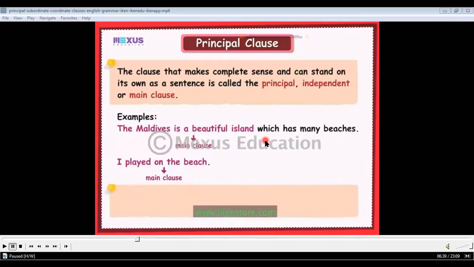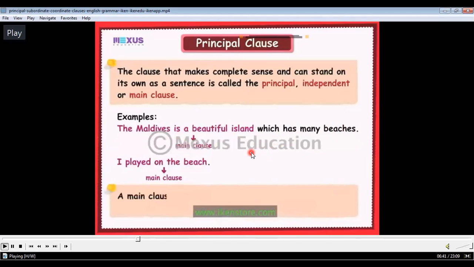But if we talk about just the second part of the sentence, which has many beaches, and we don't have the first part of the sentence, then we cannot understand the full meaning with the help of only this part, which has many beaches. It's not clear which beaches we are talking about. So we need the first part of the sentence. That's why we call it the main clause, because without this part of the sentence we cannot understand the rest of the sentence.